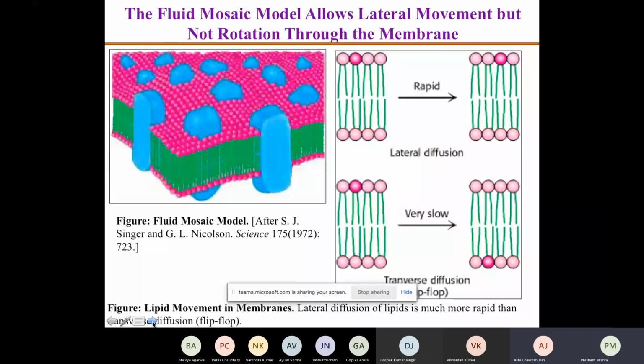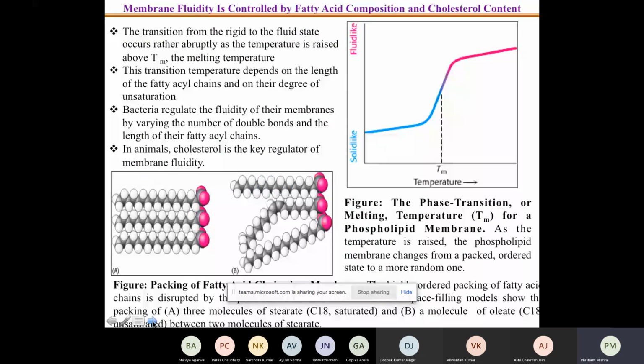Yes, sir. Okay. So suppose I have a membrane, and I make all these fatty acids interact very strongly, they will crack. Or if I make them too fluid, all these proteins which are present here will flow away. They will not be contained in the membrane structure. Okay, so this is about the transition temperature.